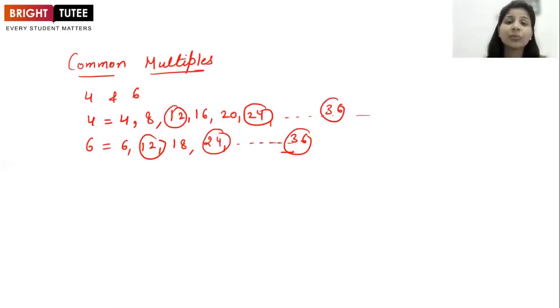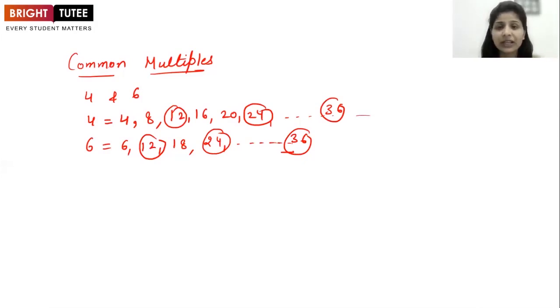No, we can have many multiples. We keep increasing the number. We keep writing the greater numbers which are multiples of 4 and 6 and keep taking out the common ones. So yes, this way we can find the common multiples. I hope the concept of common multiples and common factors is now clear.